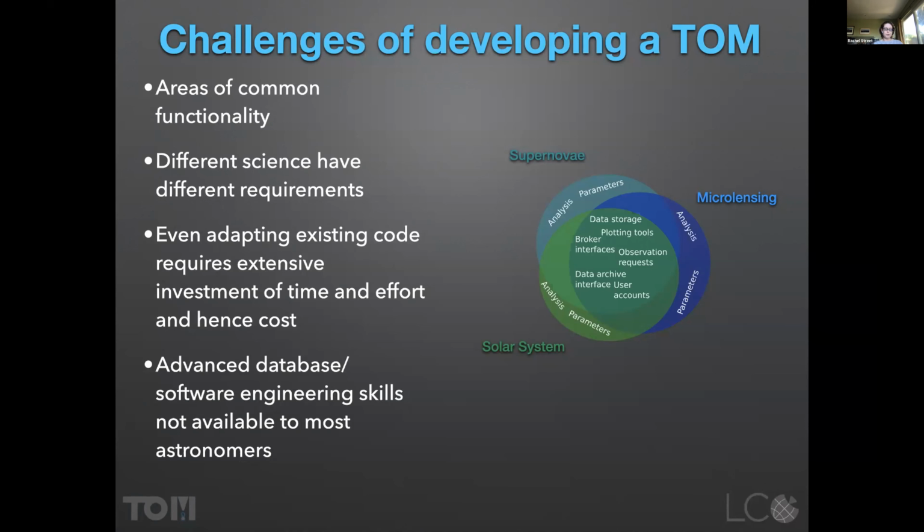Even if the source code for an existing TOM system is publicly available, adapting it for another project is actually a substantial effort. Developing these first generation TOM systems required the investment of a lot of energy and effort and time, but also expertise that is not necessarily available at every institution. And as these tools are such a powerful way to enhance an observing program, this becomes an equity issue.